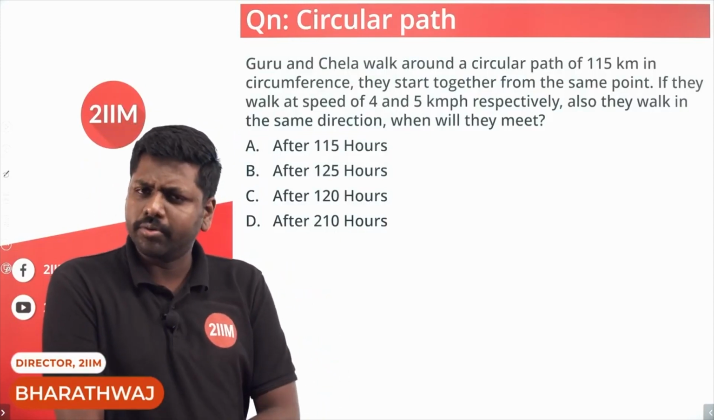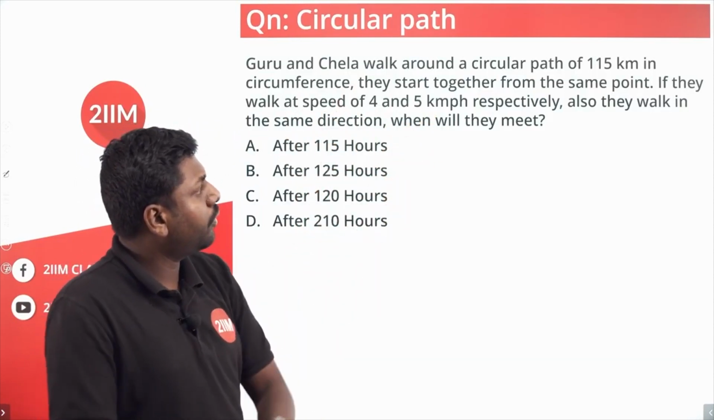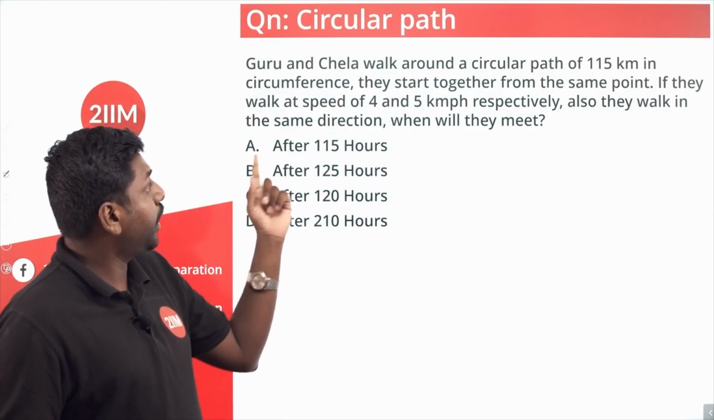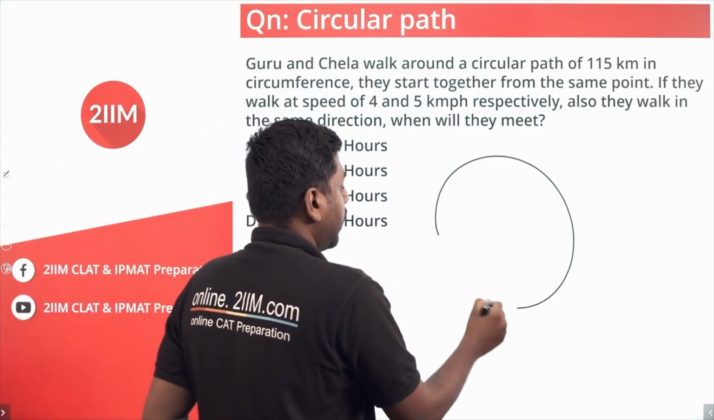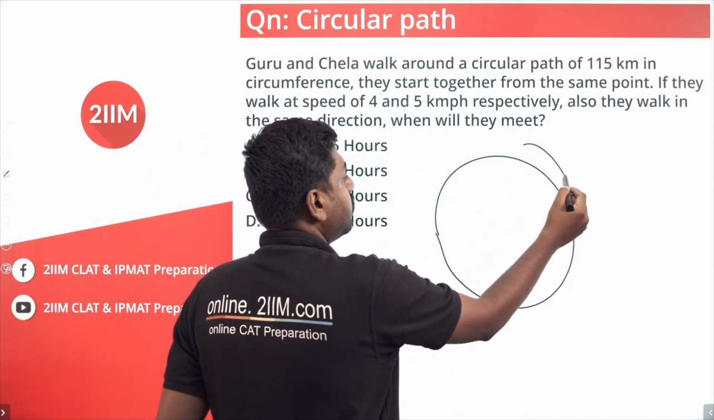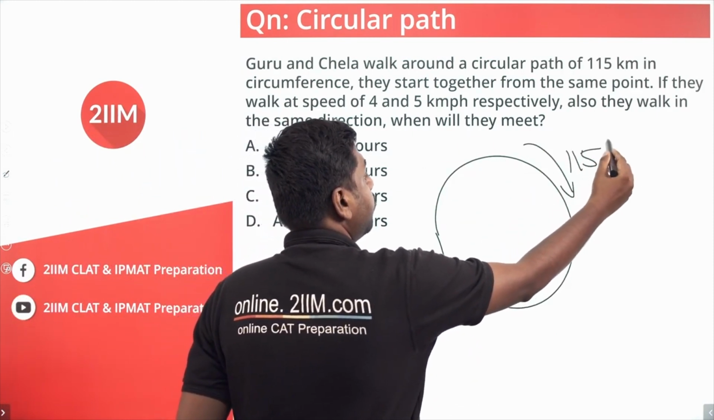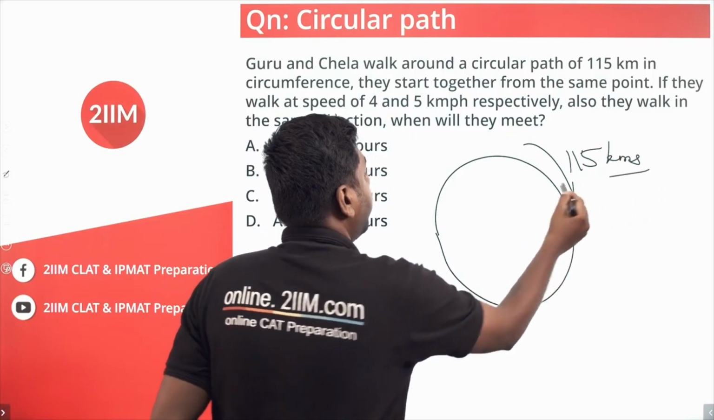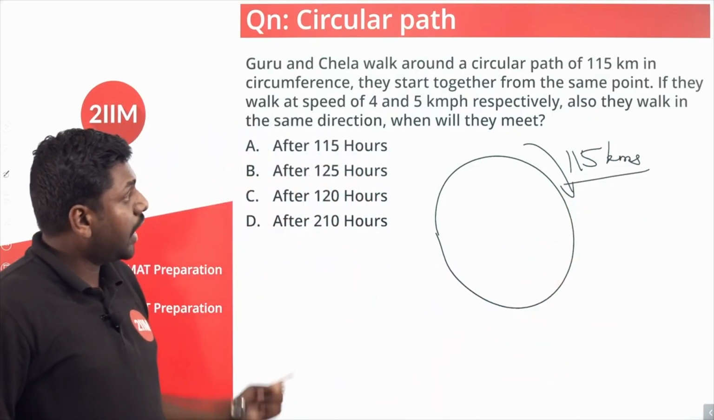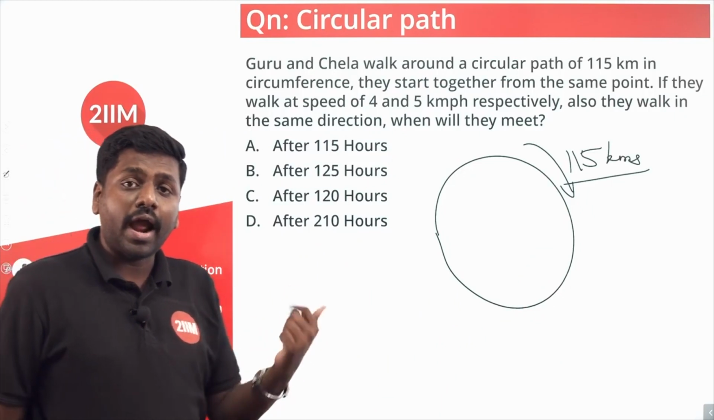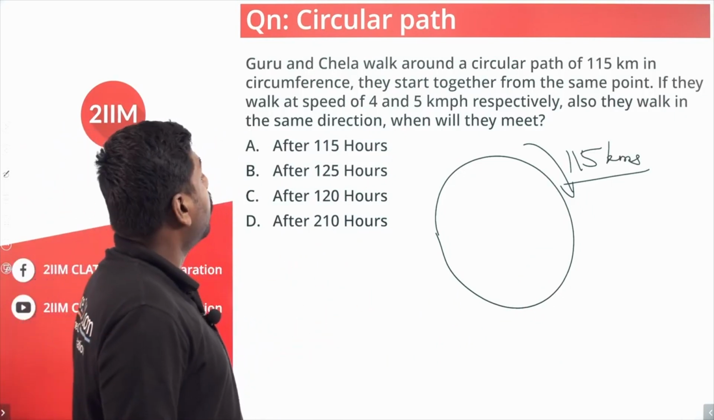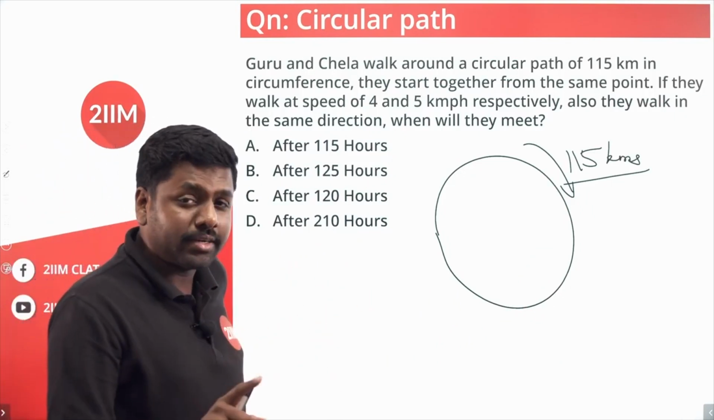A fairly straightforward question. Guru and Chela walk around a circular path of 115 kilometers in circumference. So we know there is a circular park. The overall distance that has to be traveled is 115 kilometers. They start together from the same point. If they walk at the speed of 4 and 5 kilometers per hour respectively, and they walk in the same direction, when will they meet?